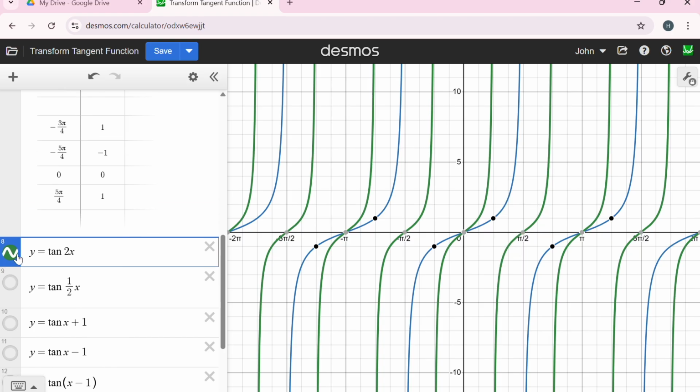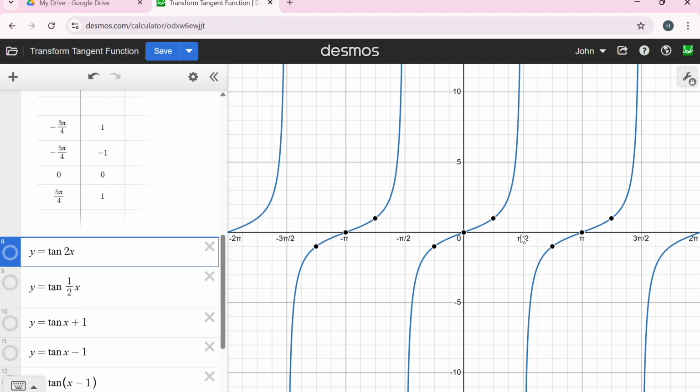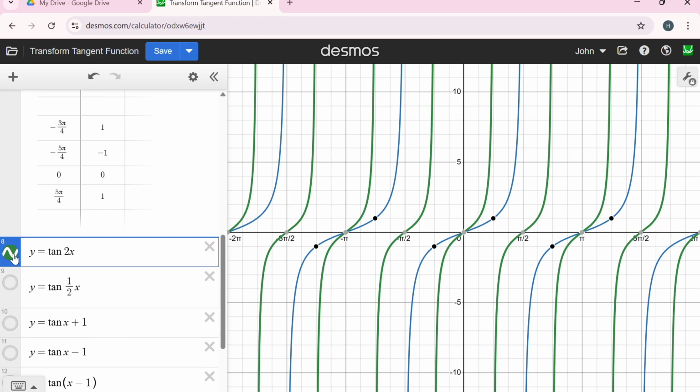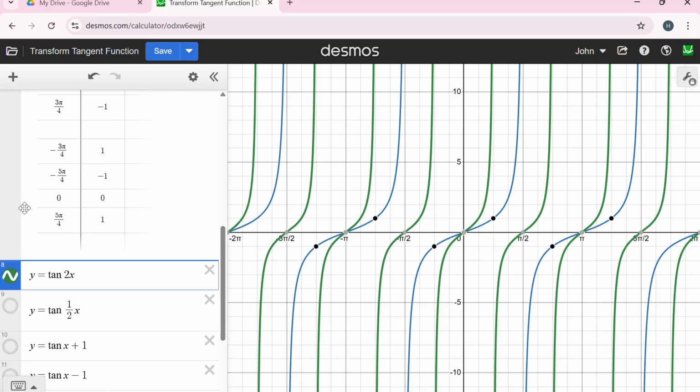And remember we asked what happens to the period. So I'll turn this off. The period we can see from asymptote to asymptote. So negative pi over 2 to positive pi over 2. That's a period of pi. When I have a b value of 2, y equals tangent of 2x, that is a horizontal stretch by a factor of 1/2 about the y-axis. So what happens to the period? We said that the period also changes by a factor of 1/2. So pi becomes pi over 2.